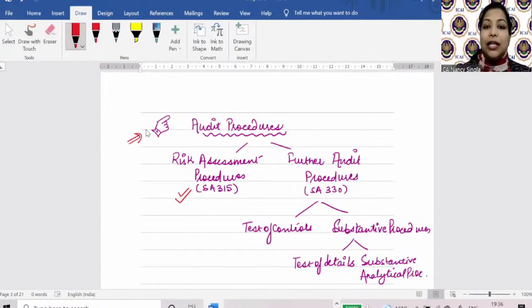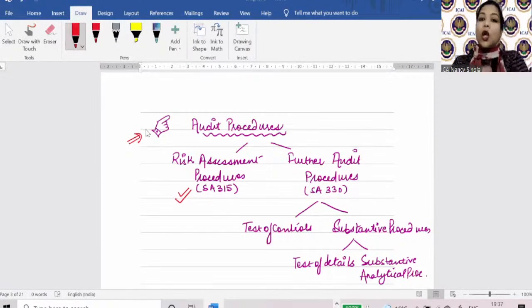Once the auditor has identified and assessed the risk of material misstatement by understanding the entity and its environment under SA 315, you have obtained the knowledge of the client's business. If you remember, you did 5 points under knowledge of the client's business: external, internal, the objective, strategies, risk, the performance, accounting policies. Remember, in chapter number 2, you all have done. So risk assessment procedures are what? The audit procedures that an auditor performs to identify and assess the risk of material misstatement through understanding the entity and its environment.